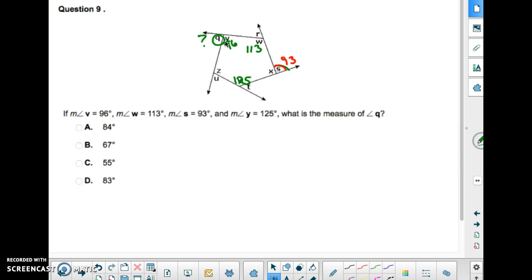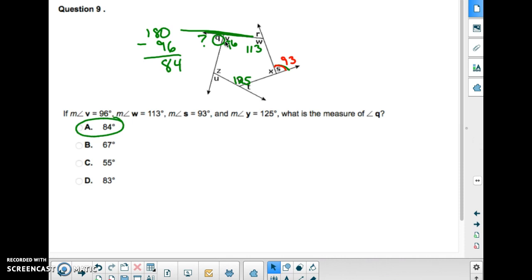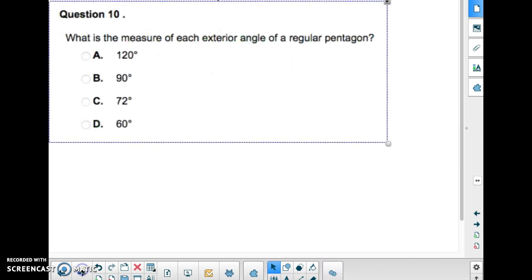Well, Q is over here. What we will notice right away is Q and V are a linear pair because they make a straight line, and there are 180 degrees in a linear pair. So all we need to do there is to subtract, and when we subtract those, we end up with 84. And all this other stuff was just there to mess us up. So put your facts on the figure and realize it's okay if you don't use all of them.